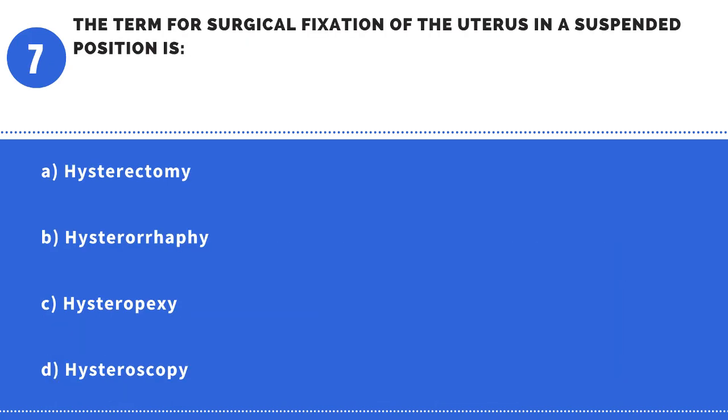Question 7. The term for surgical fixation of the uterus in a suspended position is A. Hysterectomy, B. Hysterorrhaphy, C. Hysteropexy, D. Hysteroscopy.